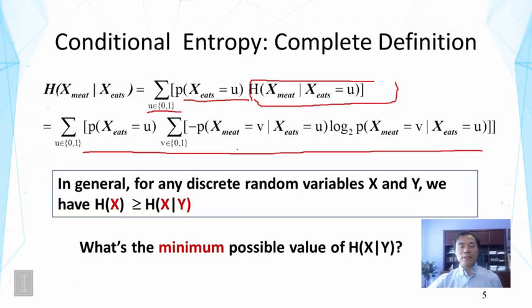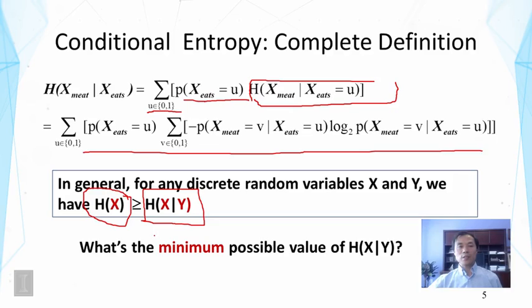Now, in general, for any discrete random variables X and Y, the conditional entropy is no larger than the entropy of the variable X. So basically, this is the upper bound for the conditional entropy. That means by knowing more information about the segment, we won't be able to increase the uncertainty. We can only reduce the uncertainty, and that intuitively makes sense, because as we know more information, it should always help us make the prediction, and it cannot hurt the prediction in any case.